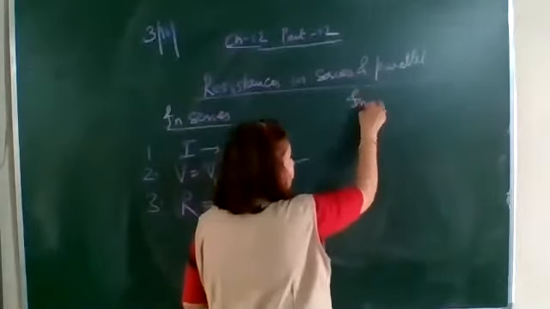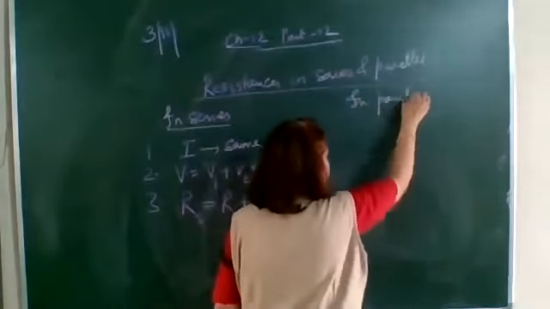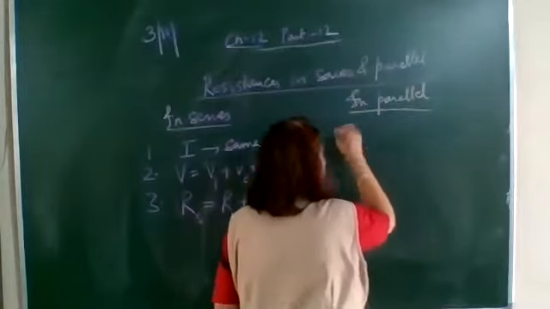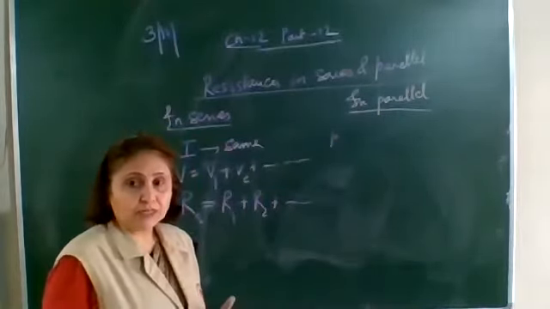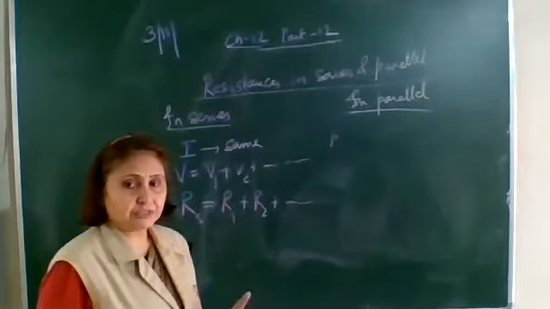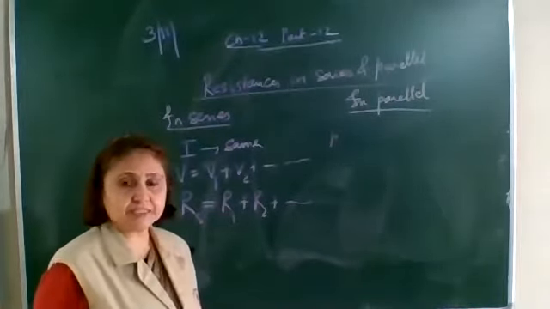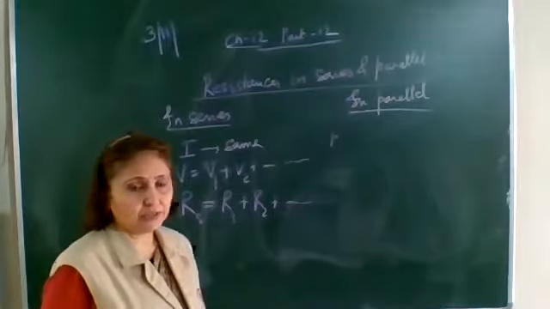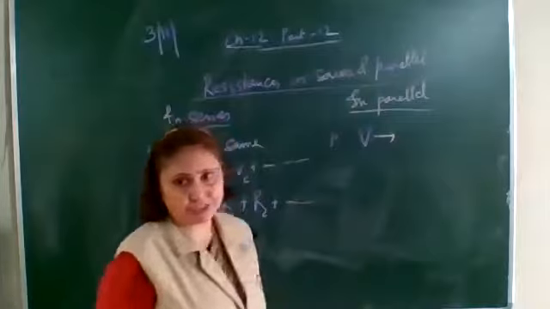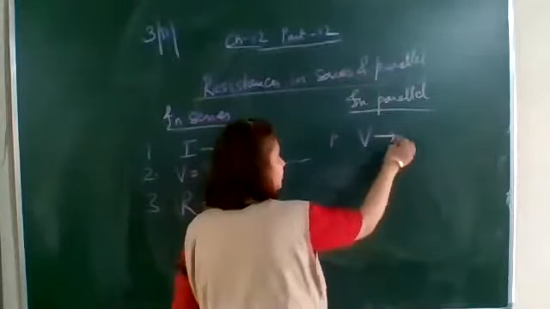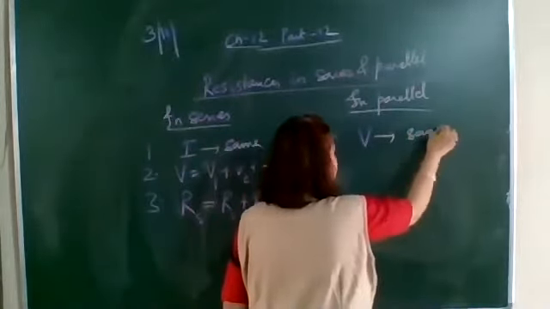Whereas in parallel combination, the first point is the potential difference across each resistor is the same as the battery voltage. That is, here the potential difference V across each resistor remains the same.